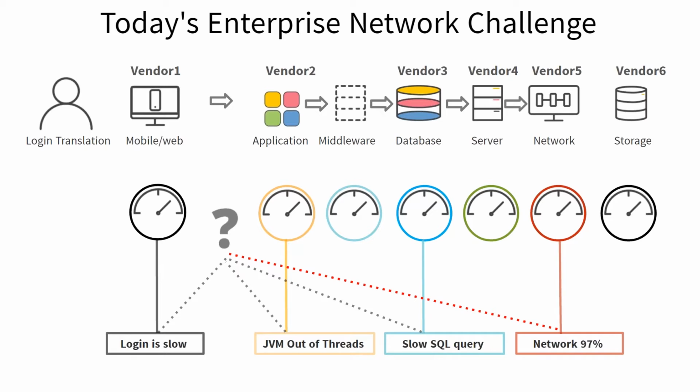Your RBM tool is telling you that the login is slow, your application tool is telling you that the JVM is running out of threads, your database tool is telling you that the SQL query is slow, and your network tool is telling you that the bandwidth is completely saturated. But what was the original problem? The users were facing slow login, payment error, or even being unable to access the form. But what was the root of the problem?